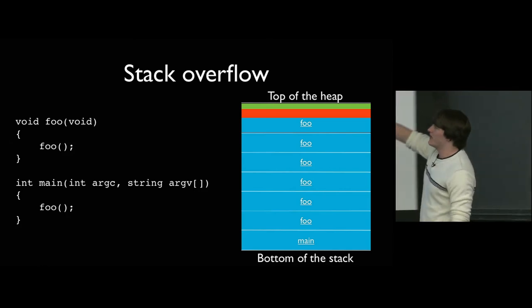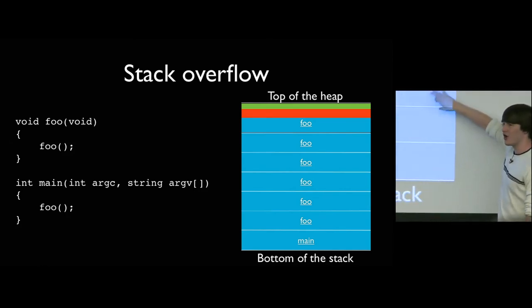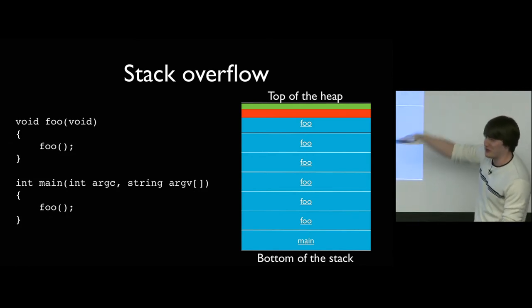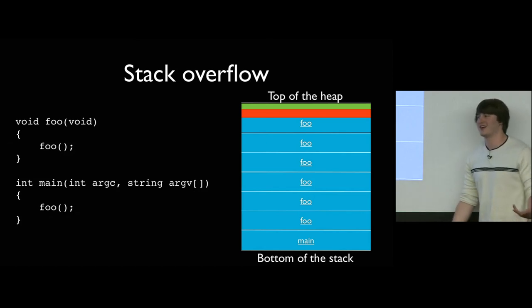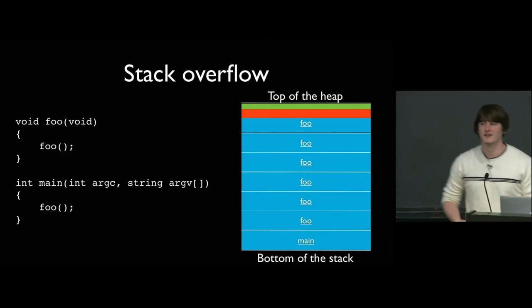So this Stack Overflow happens because none of these calls to foo are returning. If we returned, then we would start losing stack frames, and then we would not Stack Overflow. And that's why you need a base case for your recursive functions.